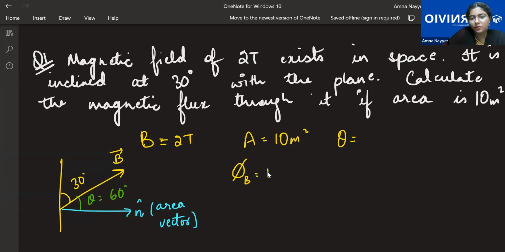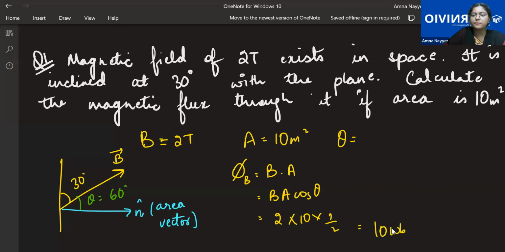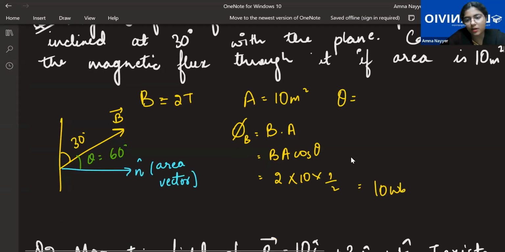Magnetic flux is equal to B dot A, which is equal to B A cos theta. B is 2, A is 10. This becomes cos 60 degree, that is half. So the answer is 10 Weber. Okay, write down this question. We'll practice one more question.